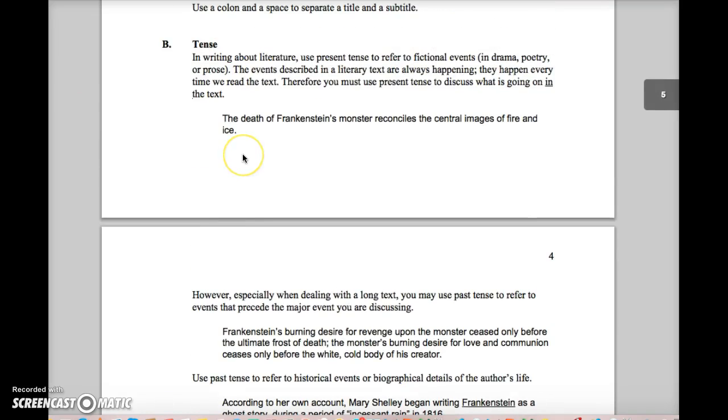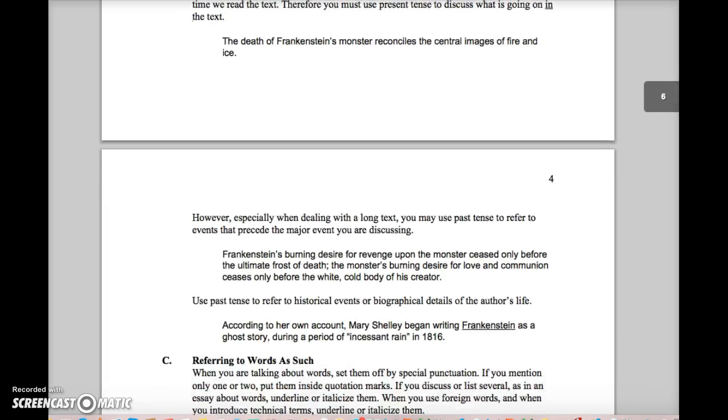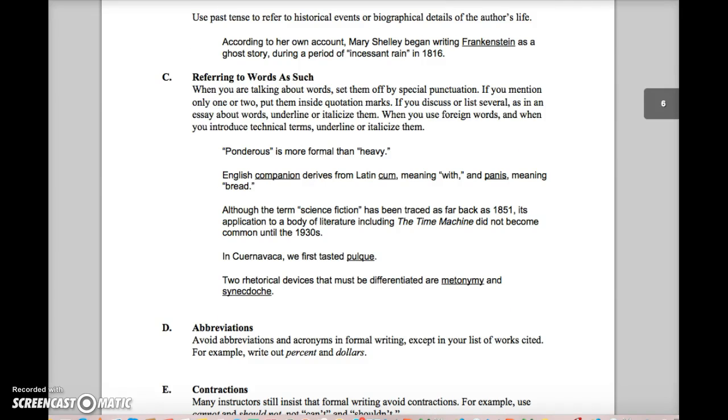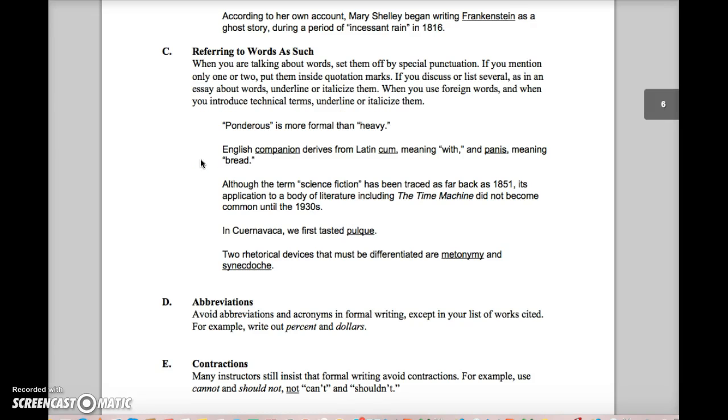So by present tense, you're referring to changing the verb so that it reflects the present. So you would say the death of Frankenstein's monster reconciles the central images of fire and ice. You wouldn't say the death of Frankenstein's monster reconciled. Reconciled is past tense. Reconciles is present tense. So it's just a matter of writing as if things are happening in the present. If you want to highlight any single word, you can place it in quotation marks. So you're just highlighting.